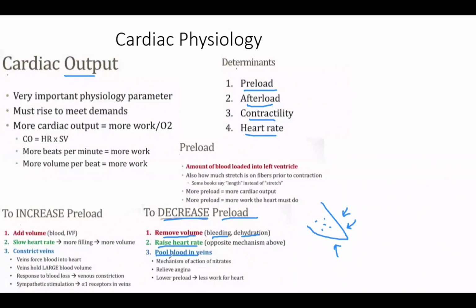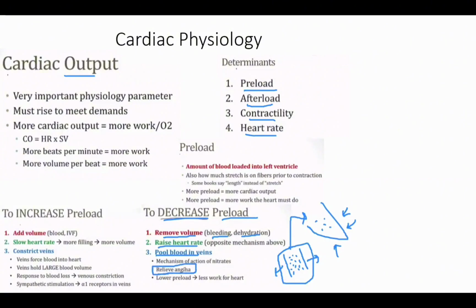And the third thing is pooling blood in veins. Let's suppose if we give nitrates to a patient, it will dilate the veins. So if the veins are dilated, there will be more blood in the veins. So if the blood is pooled in the veins, it will not come to the left ventricle eventually, and hence the preload will be decreased.